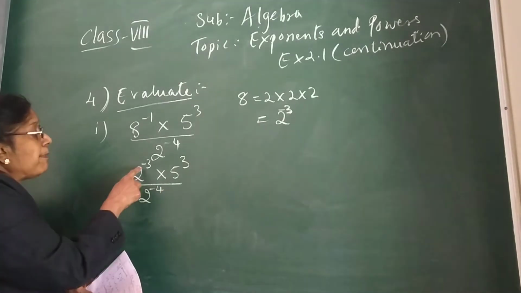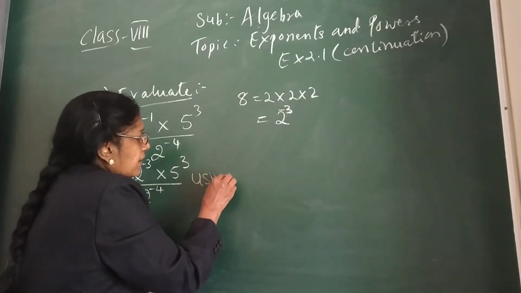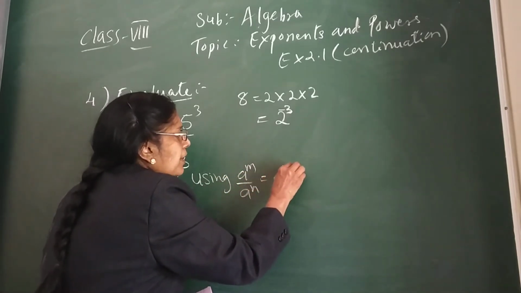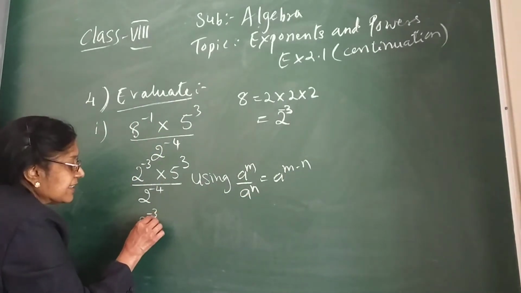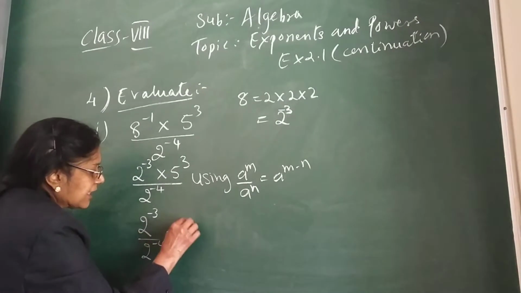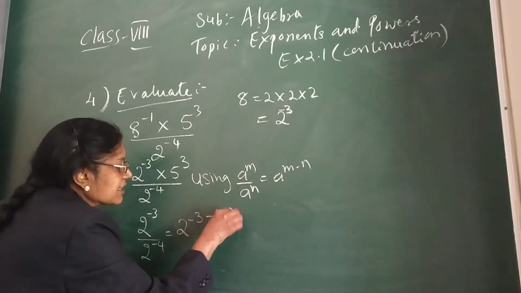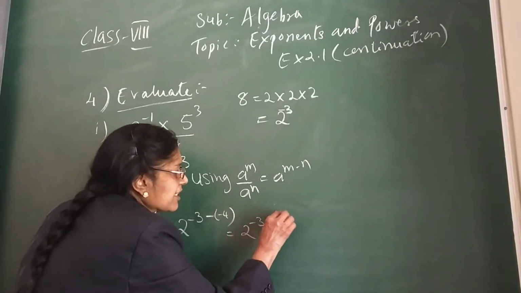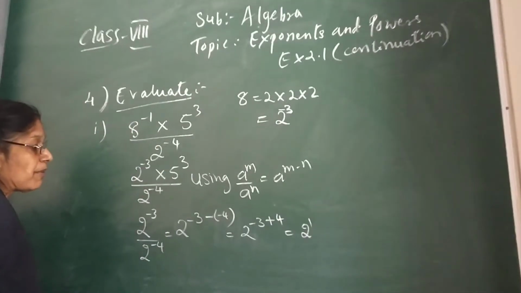Now, this minus 3 and minus 4, look here. I am going to use the law a to the power of m by a to the power of n is equal to a to the power of m minus n. So, 2 to the power of minus 3 by 2 to the power of minus 4 is equal to 2 to the power of minus 3 minus of minus 4. That is equal to 2 to the power of minus 3 plus 4, which is equal to 2 to the power of 1.